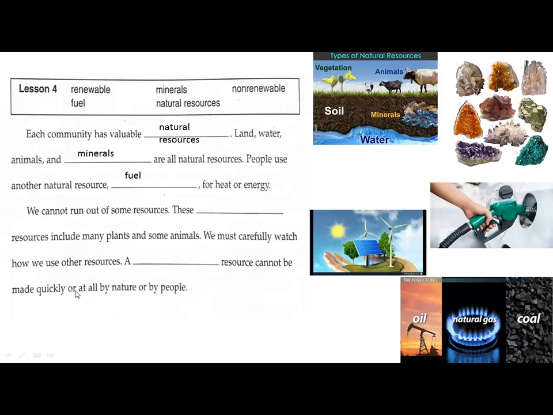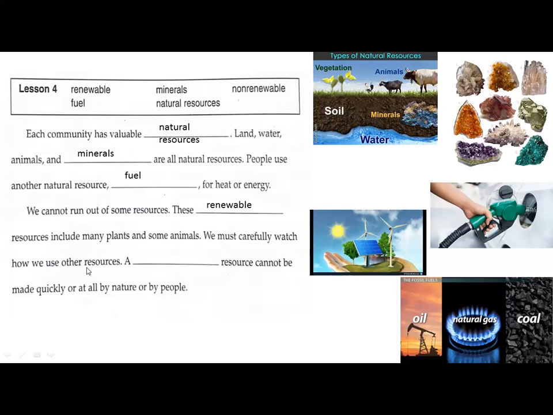Let's look at this paragraph. We cannot run out of some resources. So if you cannot run out of some resources, that means you can have them back again. These are your renewable resources. They can be renewed. And these include plants, animals.